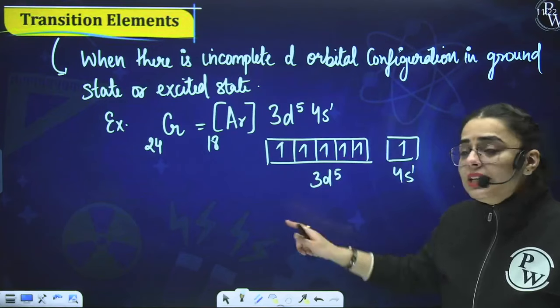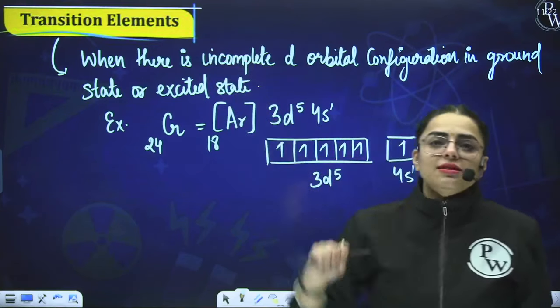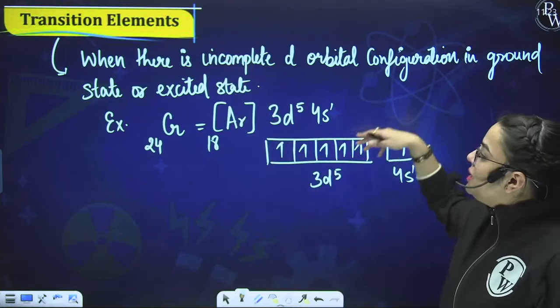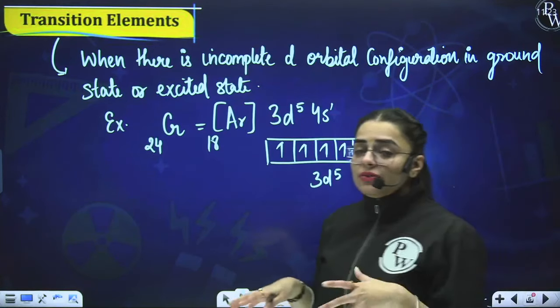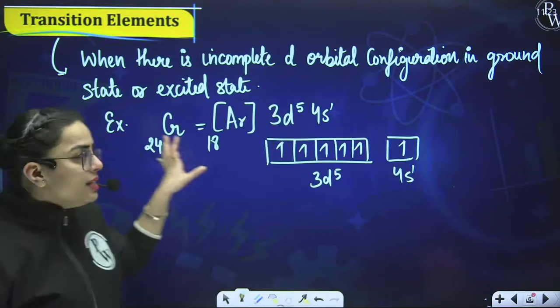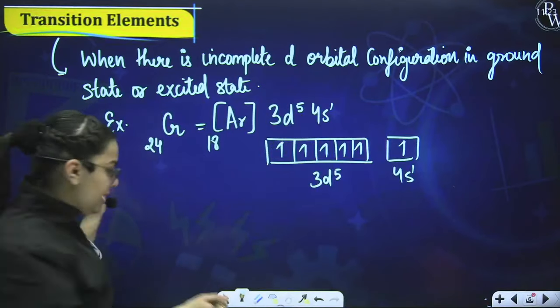No ma'am. That means it comes under the category of whom? Transition elements. When there is an incomplete d subshell, incompletely filled, that means it is your transition element. Is it clear to you? Now there is an exception.